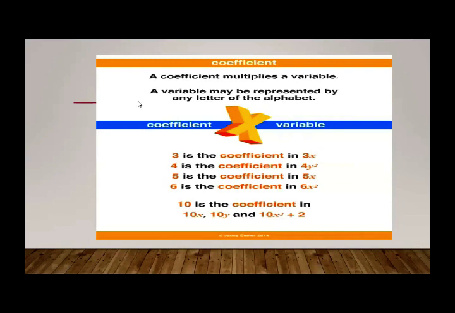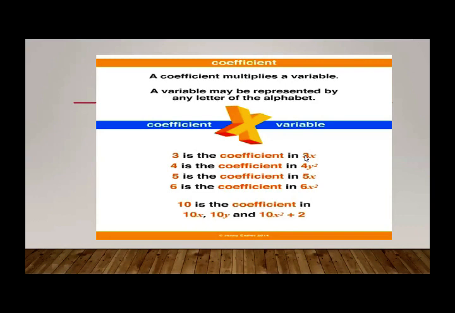The next is coefficient. A coefficient multiplies a variable. And for variable, we know a variable may be represented by any letter of the alphabet. So it means coefficient multiplied by variable. There are a few examples like 3x, 4y square, 5x, and 6x square.